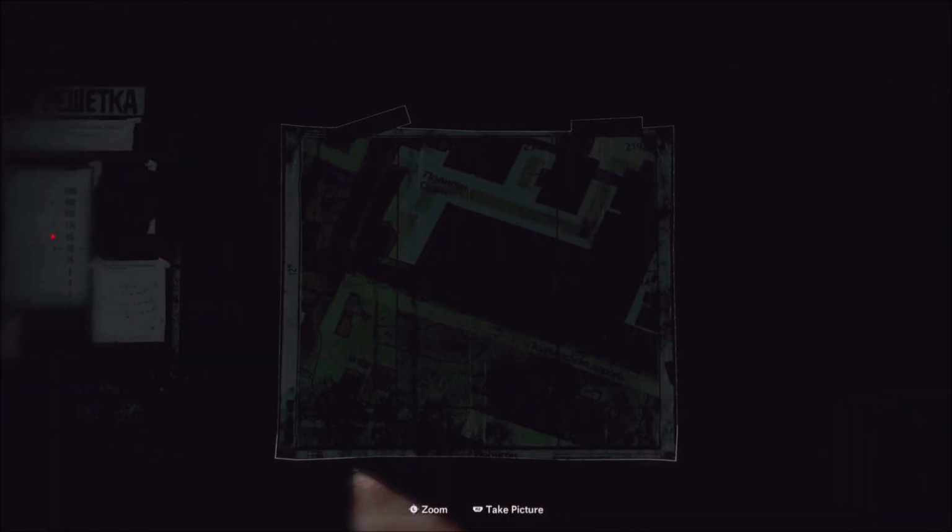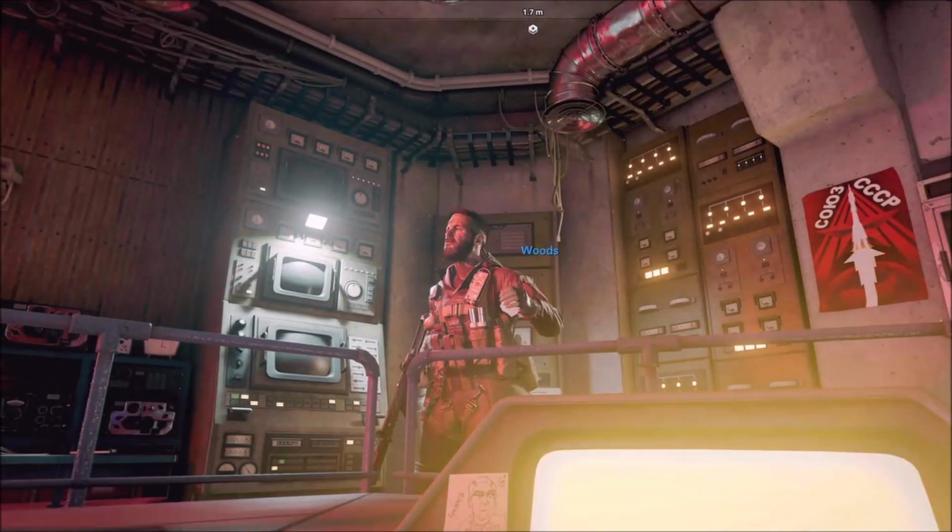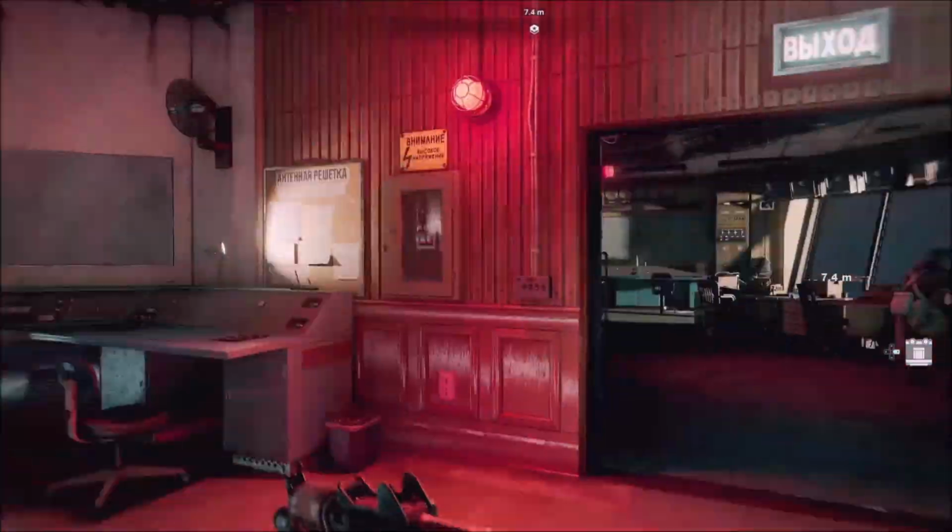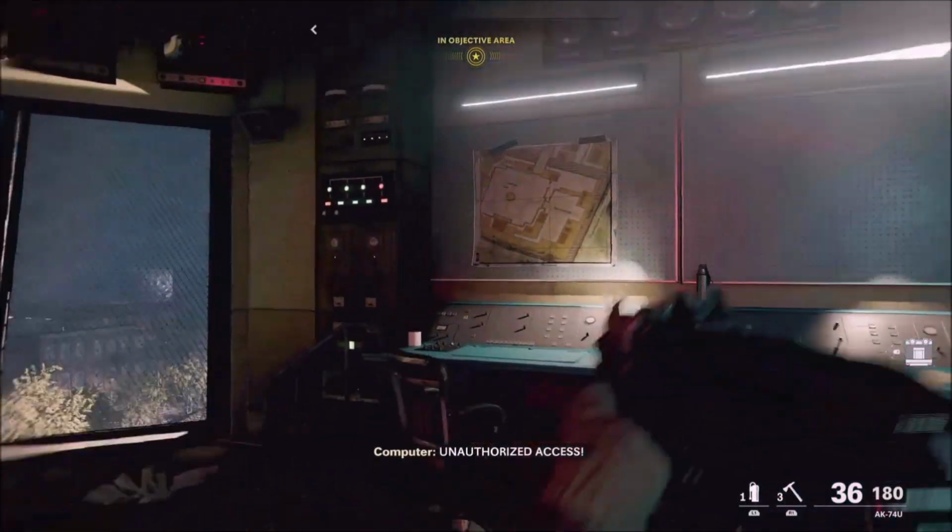The 4th picture will be right after you hack the Soviet computer. When you go outside of this room here, you will actually find the next piece of intel. It is right on this wall here, or evidence I should call it. There, that's 4.